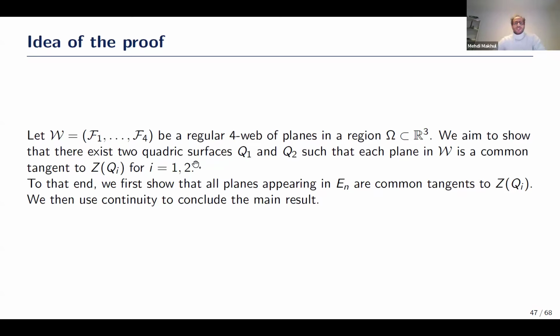To prove this, actually, first I show that for every n, the planes appearing in En are common tangent to these 2 quadrics. Then I use a continuity property to prove that all planes in the web must be common tangent of ZQ1 and ZQ2. So the goal is to find Q1 and Q2.